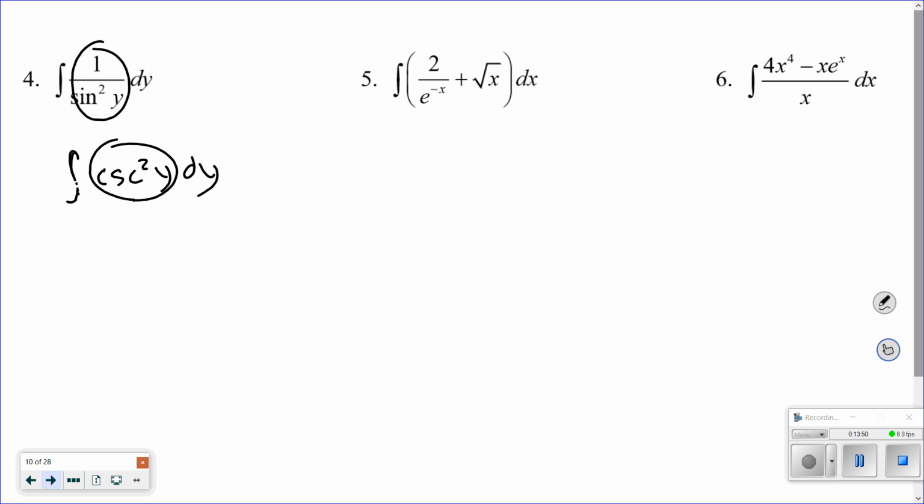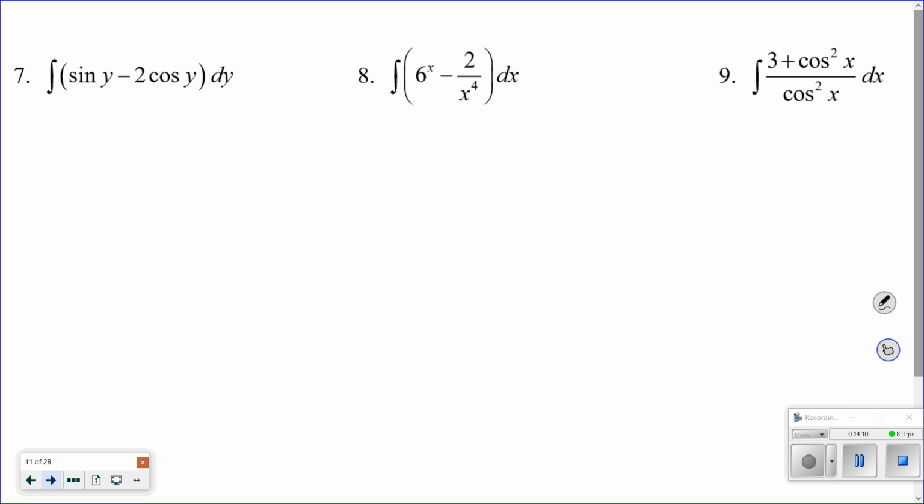On this one, right, you can move that e to the x up to the top. So you'd have the integral of 2e to the x plus x to the 1/2. Now you can separate those and integrate those from there. Number 6, again, you can break that fraction apart. There's one more I wanted to show you. Number 9. Again, break that apart.